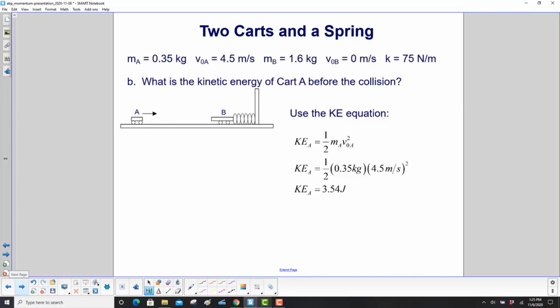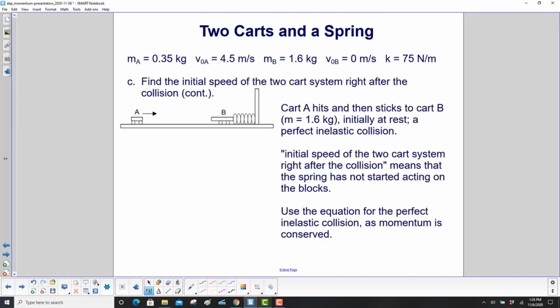What is the kinetic energy of cart A before the collision? Well, we have our kinetic energy equation, 1/2 m, in this case mass A, times v_0A squared. We have 1/2 times 0.35 kilograms. The initial velocity is 4.5 meters per second. Make sure you square it, don't forget that term. And you get a kinetic energy of 3.54 joules.